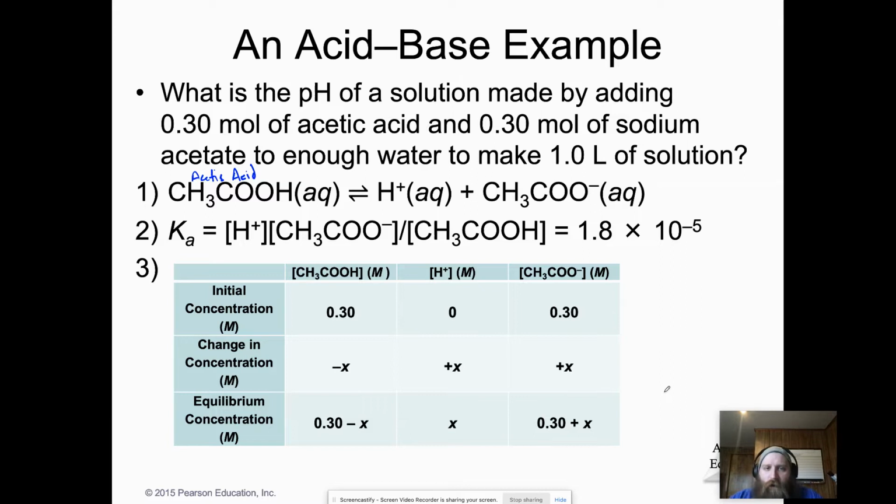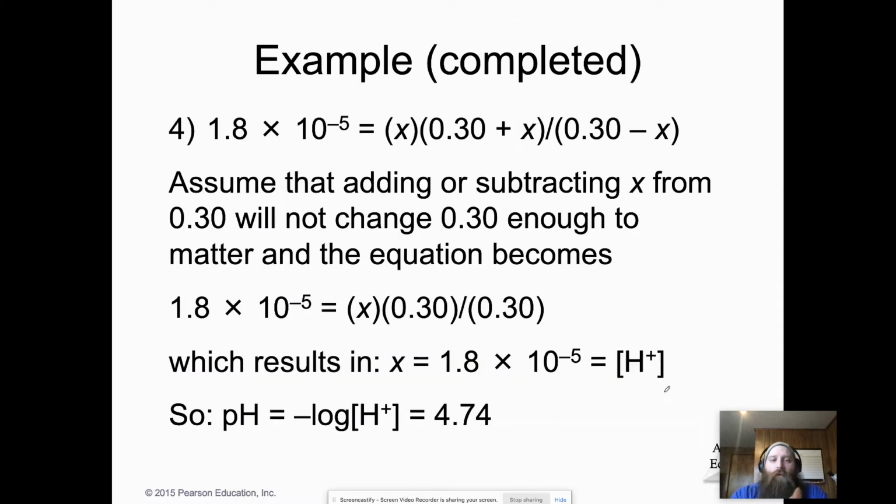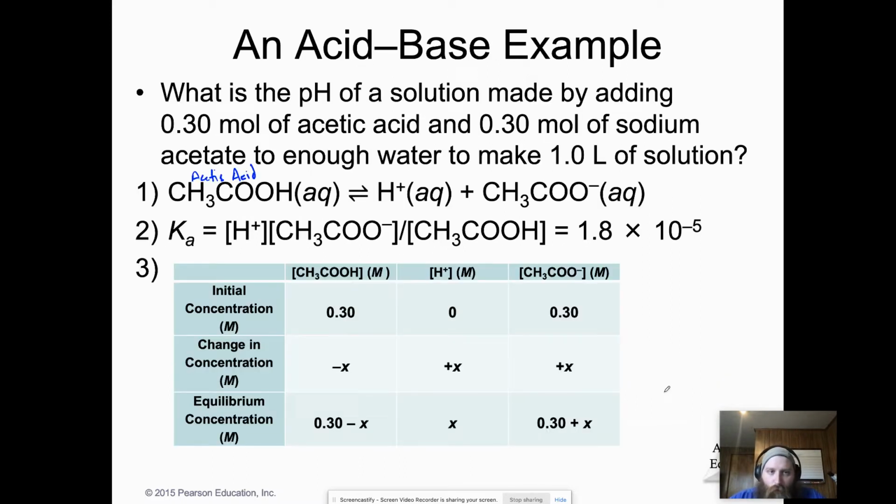So we look at it and we say, all right, well, our Ka based on this information is going to be 1.8 times 10 to the negative 5. And we're going to plug in our x's. We're going to solve that. Remember that we're going to assume that taking x away from 0.3 is not going to change the 0.3 a whole bunch. So we just leave it at 0.3. And we can figure out our pH here is going to be 4.74.